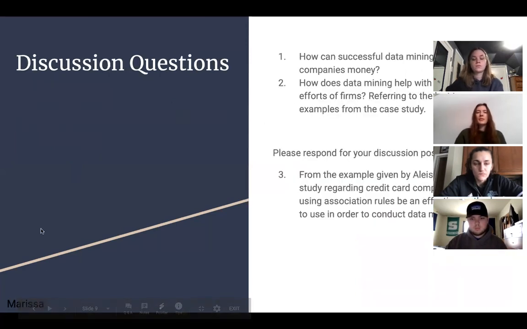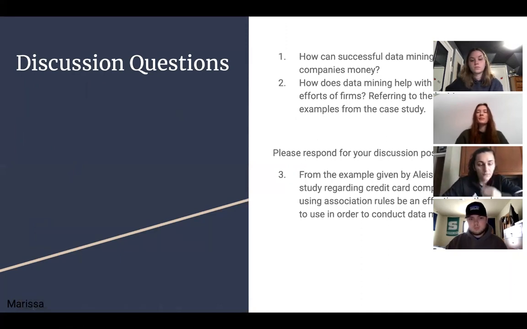So the first question that we have is, how can successful data mining help to save companies money? I believe it can help by analyzing the data given from the consumers and their activities, and using the data to proceed in the future with marketing strategies and knowing where to put the money that you'll be getting back from customers and where to stop putting money because no one is paying attention to that specific area and they aren't making a profit from it.